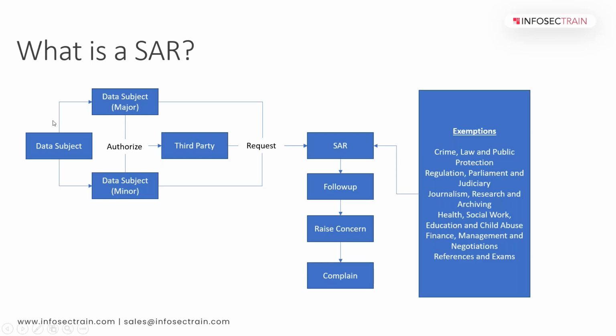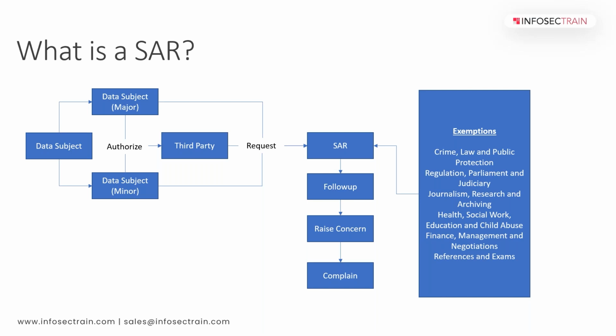Whenever we have a data subject, it can be of two types. It can be a major, which means above 16 or 18, depending on the country. In some countries, above 18 is considered a major. In some countries, 16 is considered a major. When it's a minor, the minor cannot raise a request. Somebody has to do that, so it is always going to be authorized. They can authorize a third party to get the request raised.